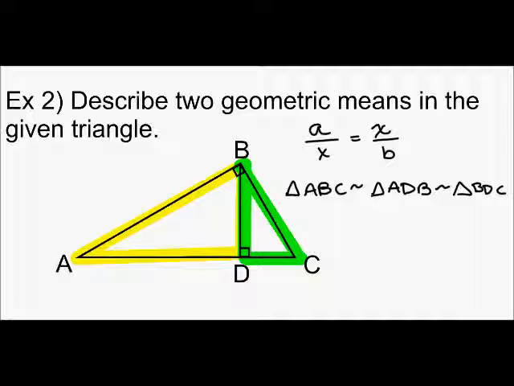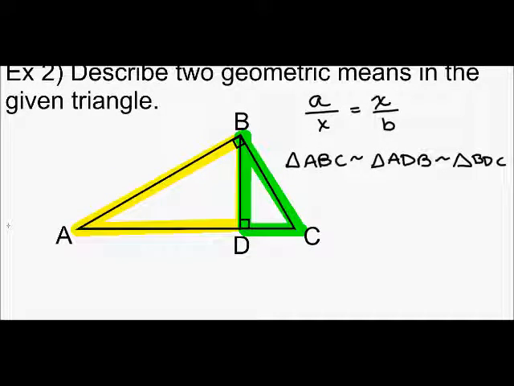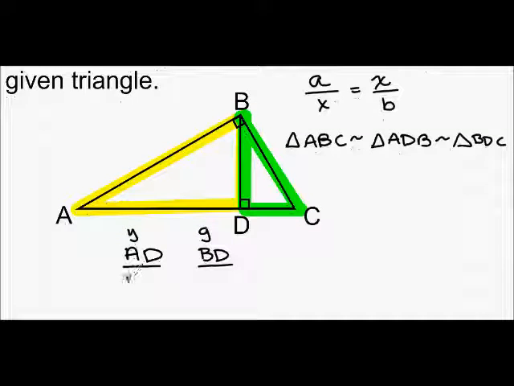Okay. And I could set up a proportion here. I could say AD in the yellow triangle corresponds to, so AD goes with BD in the green triangle. So this is yellow and this is green. And, well, BD happens to be in the yellow triangle also, so I'm going to put that here.